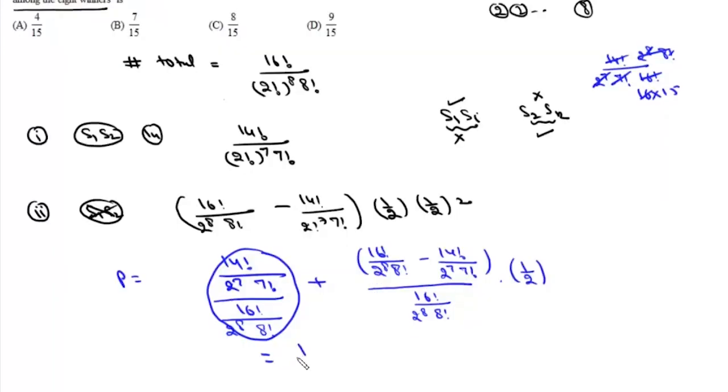So we can write this as 1/15. Now this is (1 minus 1/15) into 1/2. So this is 1/15 and this is 7/15. So the required probability is simply 8/15, and that's your option C.